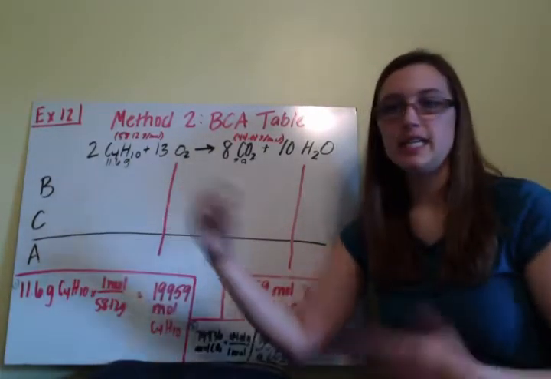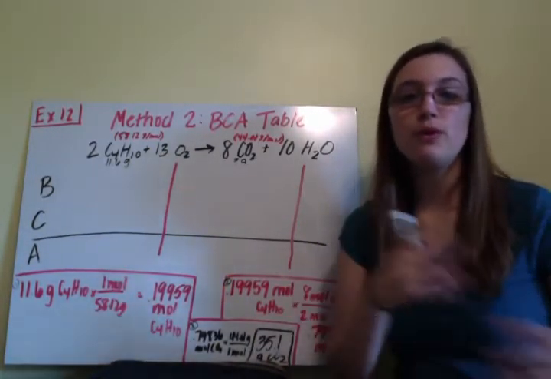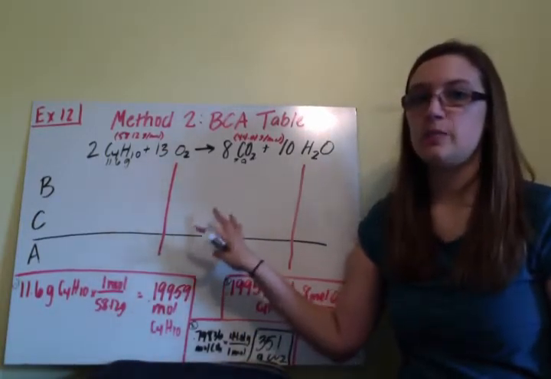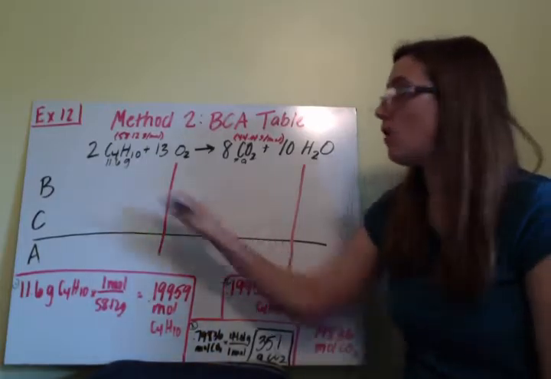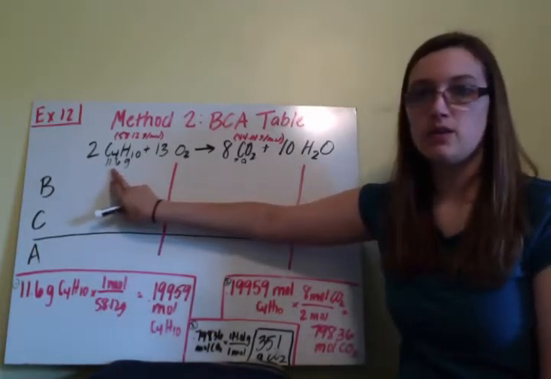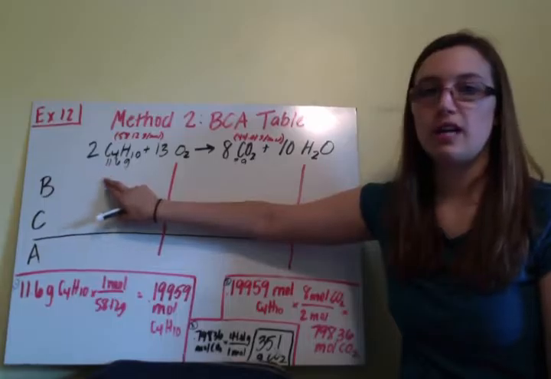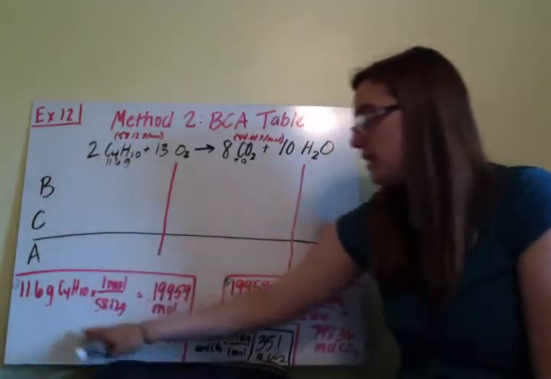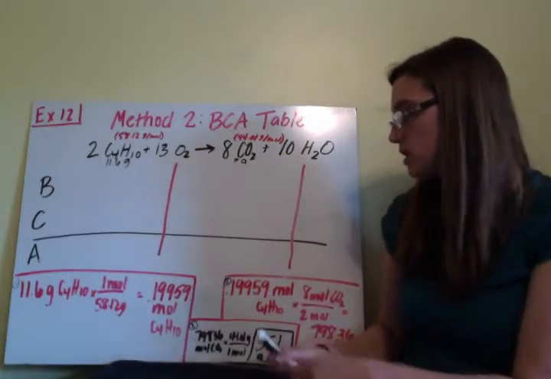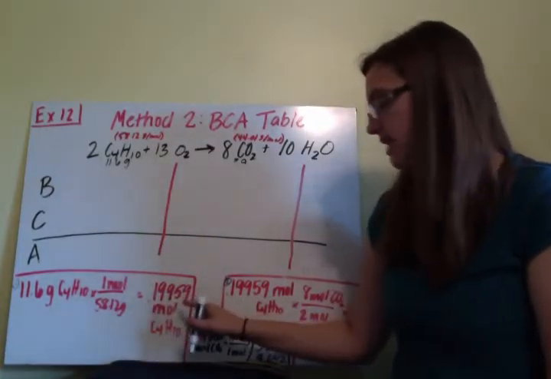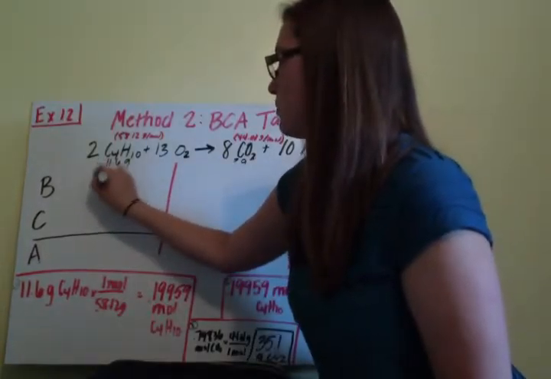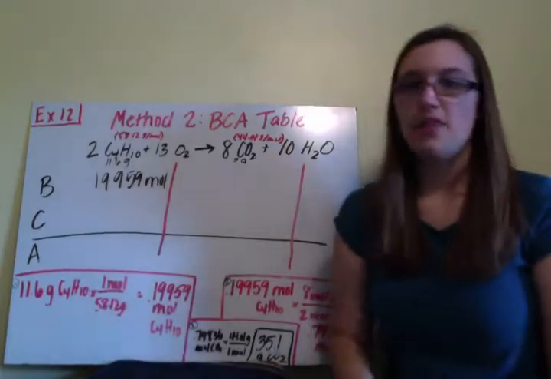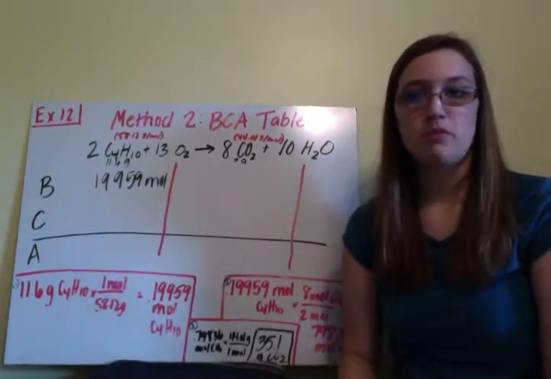Now this B stands for before. So before the reaction, how much do we have? Remember, the only thing you can put in these BCA tables is moles. So what we have to do first, just like when we did it using dimensional analysis, is convert our given to moles. So I did that down here already. 11.6 grams, go grams to moles, we get 0.19959 moles. So I will put that in here. Okay, that is our initial number of moles of butane.